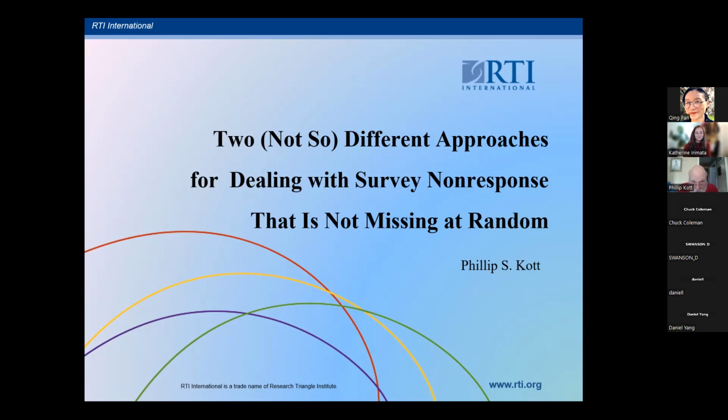Okay, thank you. Am I supposed to hit this so I can see the screen? I hope so. I hope it doesn't disappear. Okay, so I have to figure out where to move the faces out of the way so I can see this. Okay, so there's the title, as Katherine said.